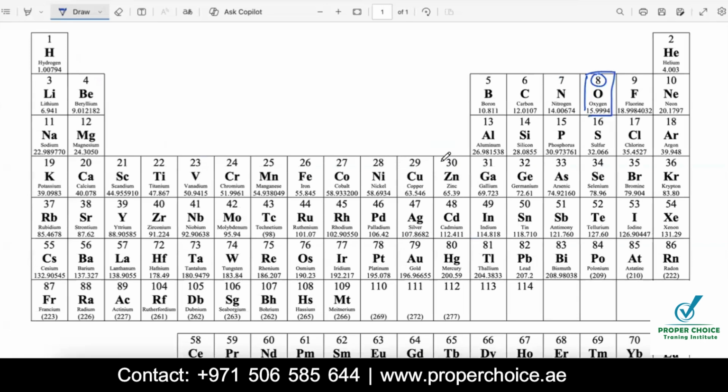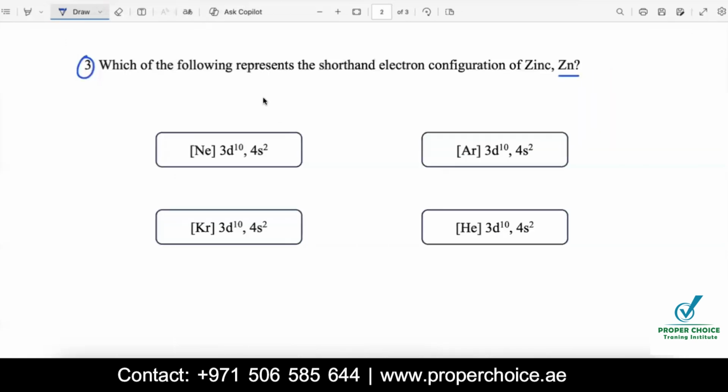Here you can find it is 30. So zinc has a total of 30 electrons around it. So you should write the electron configuration of zinc. First, let's write the electron configuration of zinc and then we'll come back. So if you write the electron configuration of zinc, how is it going to be?